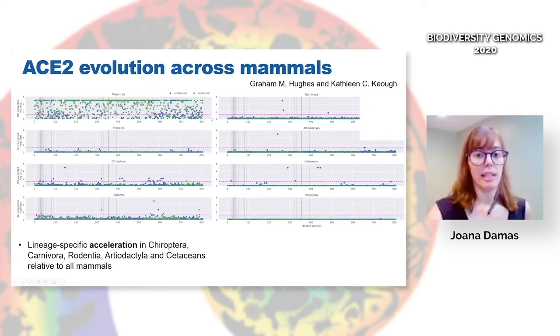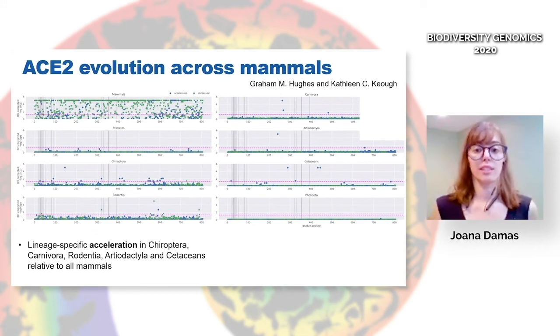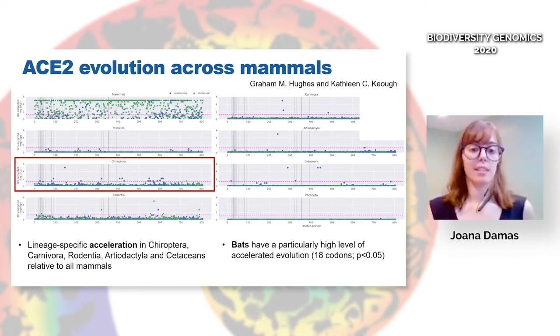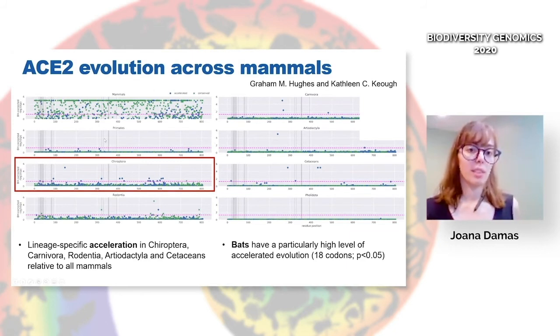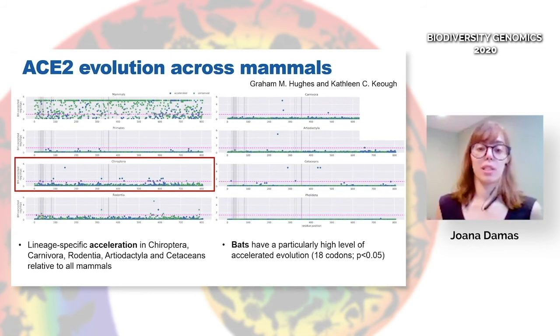But we also identified acceleration in some specific lineages, including the bats, carnivores, rodents, artiodactyls, and cetaceans. This acceleration is particularly high in chiropterans. When you compare it, for instance, with the primates, you can see a higher number of blue dots, so codons under accelerated evolution, and we hypothesize that this is related to the higher level of interaction of bats with beta coronaviruses.